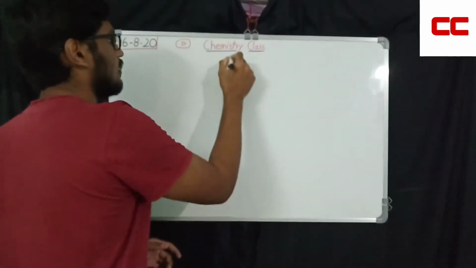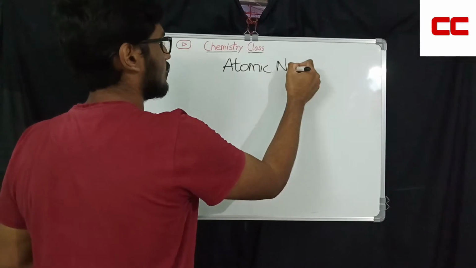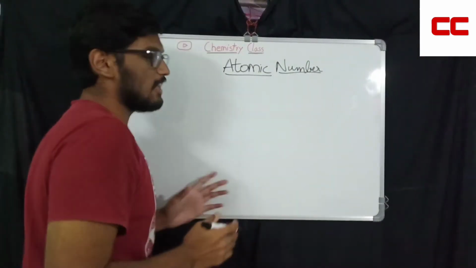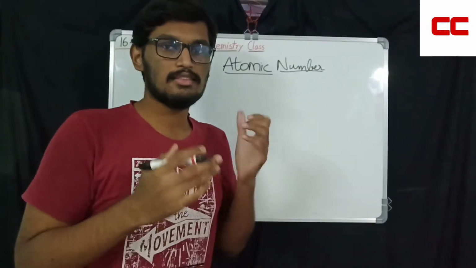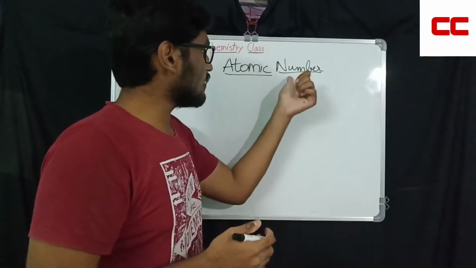So today we are going to discuss atomic number and mass number. So let's see what is atomic number. By this name you must have understood that it deals with two things: atoms and the number, which tells us the position of atoms in the periodic table.